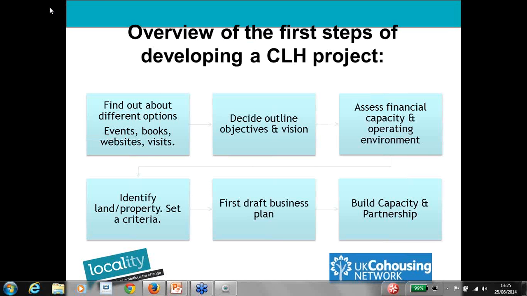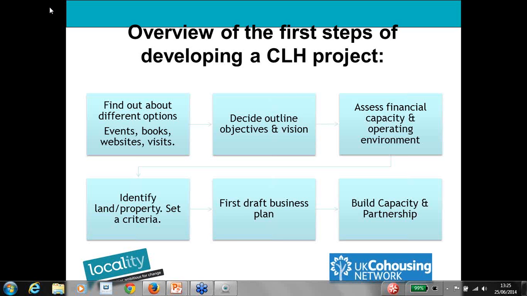I can't read that. So first of all, can't emphasize this enough: find out about different options, how other people have done it. Go to some events that are on. We had a great series of Getting It Built events last year. They provided lots of information, case studies, storytelling, and technical information. That's a fantastic place to find out about different approaches, but also find out what's going on in your area and those type of events.